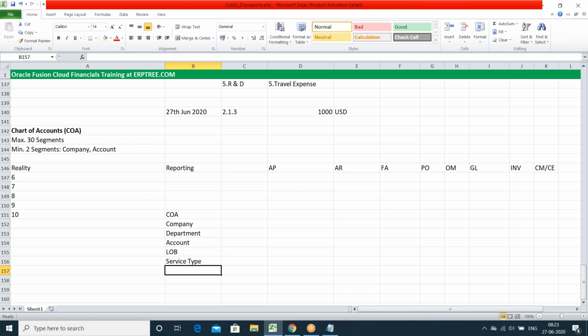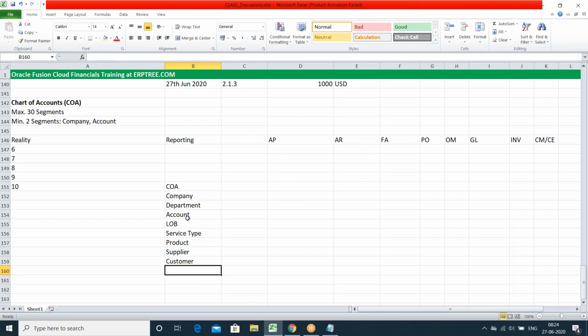Say they are dealing with different products, they can take segment as a product. They are dealing with suppliers, they can take supplier as a segment. They are dealing with customers, they can take segment as customers. They are dealing with assets, they can take segment as asset. I am saying they can take, system will allow.